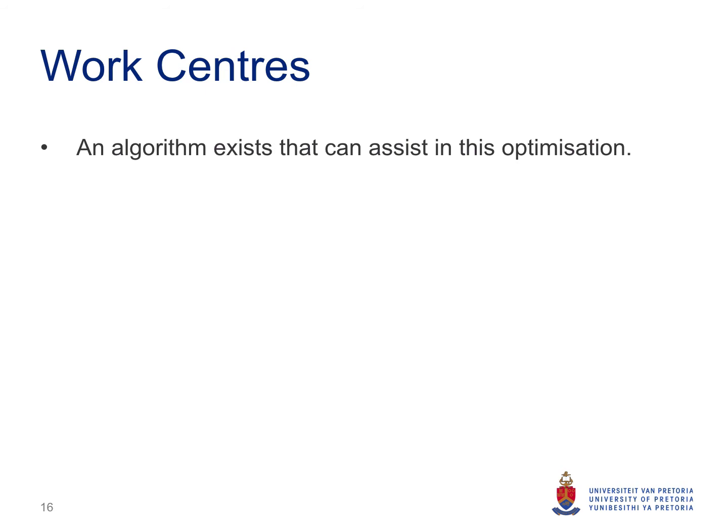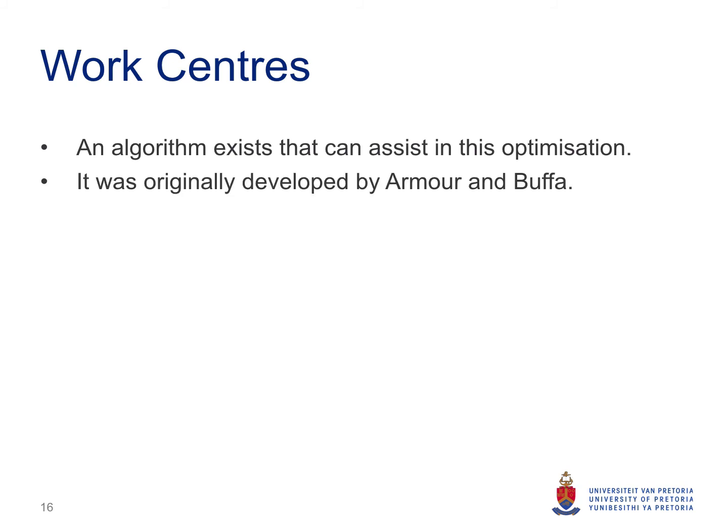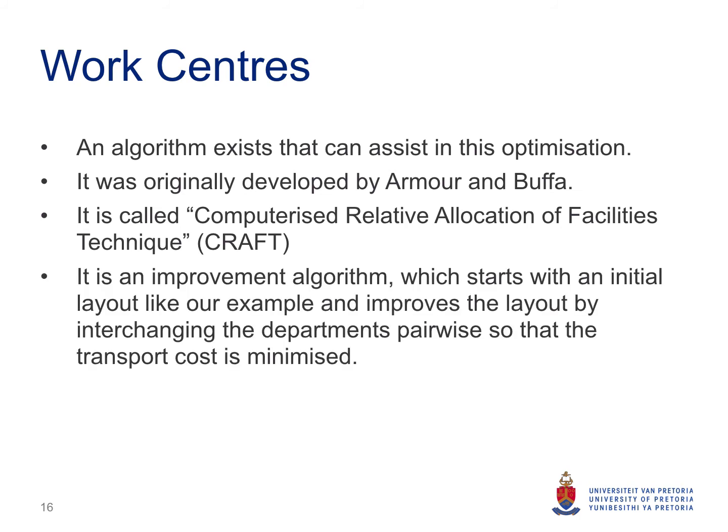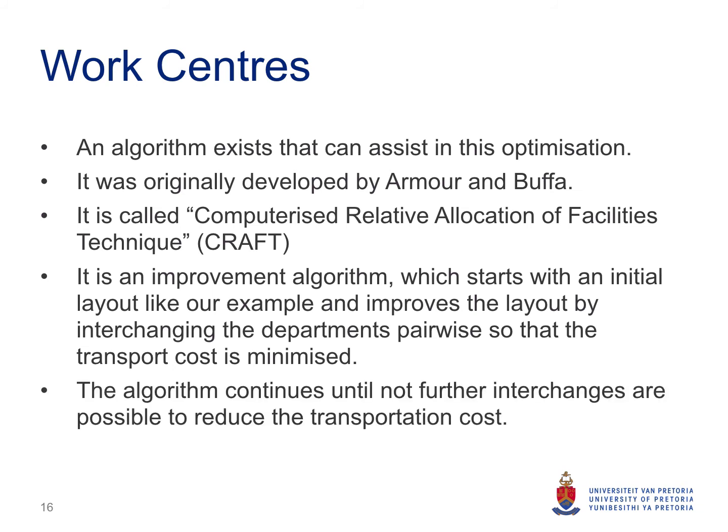An algorithm exists that can assist in this optimization. It was originally developed by Armour and Buffa. It is called Computerized Relative Allocation of Facilities Technique, or CRAFT. It is an improvement algorithm which starts with an initial layout, like our example, and improves the layout by interchanging the departments pairwise, so that the transport cost is minimized. The algorithm continues until no further interchanges are possible to reduce the transportation cost.